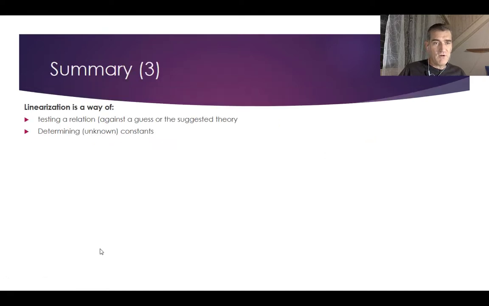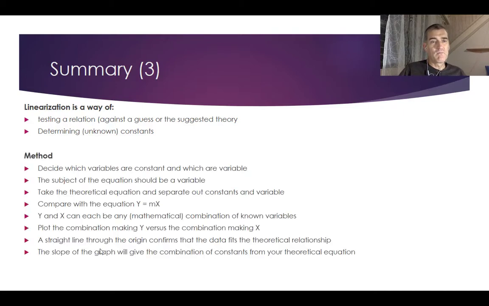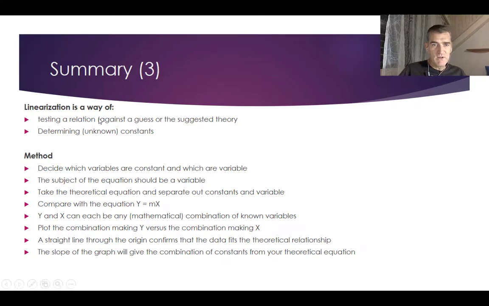Summary then for this process: testing a relationship against a guess or a suggested theory. This is why we use linearization, and we can use it to determine constants. Once we've got a straight line graph, the slope of that graph takes into account all the data and will give us some kind of physical constant. There's a bunch of stuff here, just the method which you should be aware of. You first decide which quantities are constant and which are variable. The subject of the equation should be a variable, because it's our y-axis, which is going to be variable.